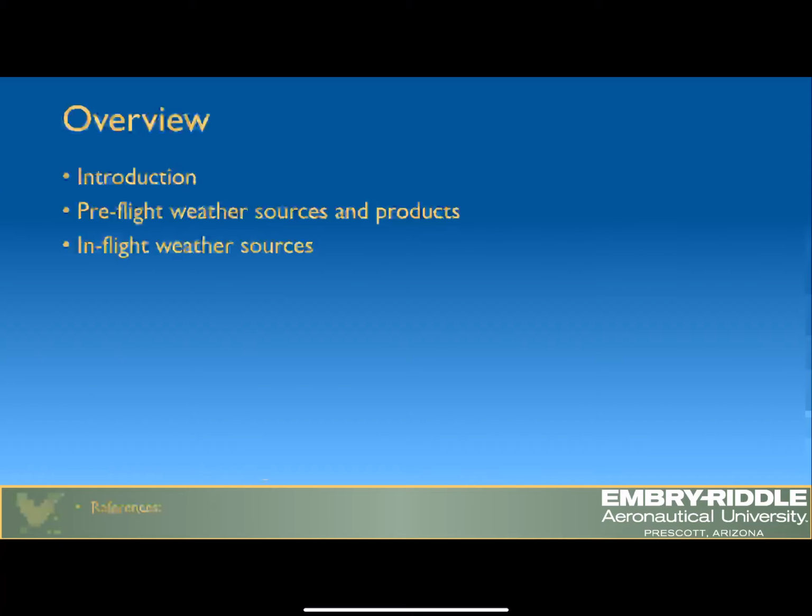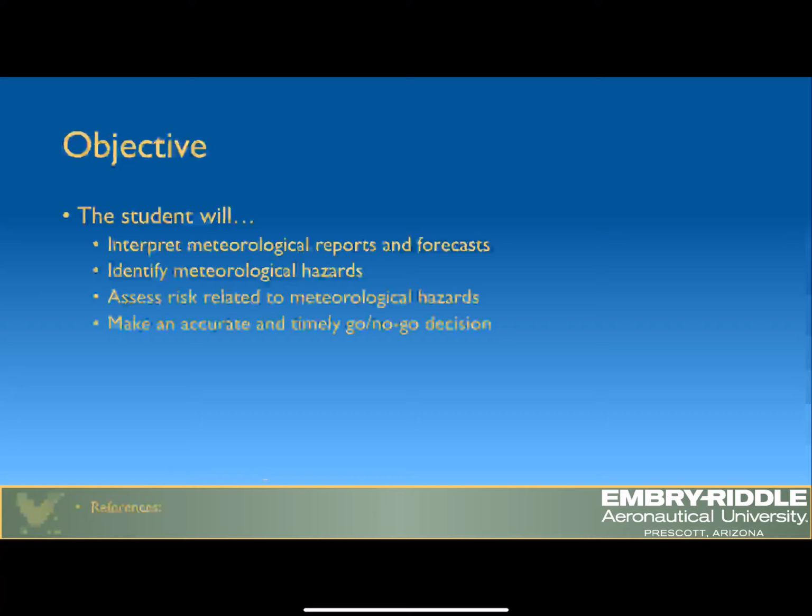So as an overview, we'll give an introduction, then we'll talk about pre-flight weather sources and products, and we'll talk about in-flight weather sources. Pretty straightforward. As an objective, the student will interpret meteorological reports and forecasts, identify meteorological hazards, assess risk related to meteorological hazards, and make an accurate and timely go, no-go decision.